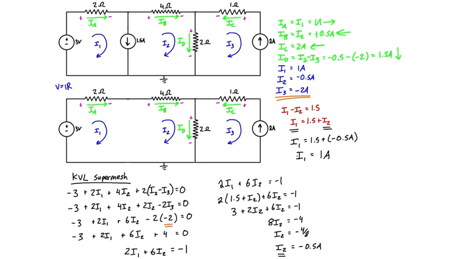So there you go, guys. That is another example on using Supermesh analysis. I personally prefer nodal analysis. I think it's really easy to get these negative signs backwards and make mistakes along the way. But anyways, I hope the video was helpful in case you're asked to solve a problem using Supermesh analysis.